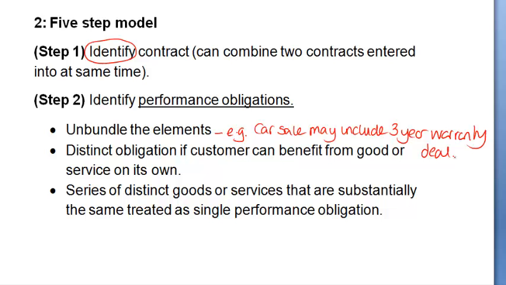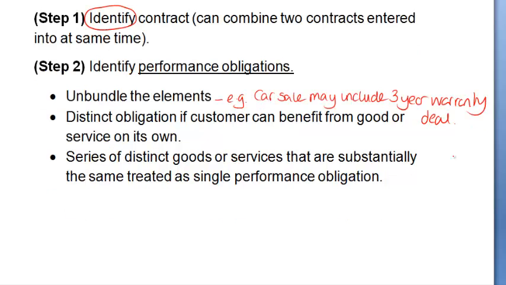We've got to separate out the elements from the contract, because not all of the contract elements are taking place or are being performed at the same time. Okay, so we have a separate obligation if the customer can benefit from the good or the service on its own. Think about the car sale. I could buy the car without the warranty, or I could buy the warranty without the car. Or you could buy them together at a bundled price, because we'll look at the issue of prices in due course.